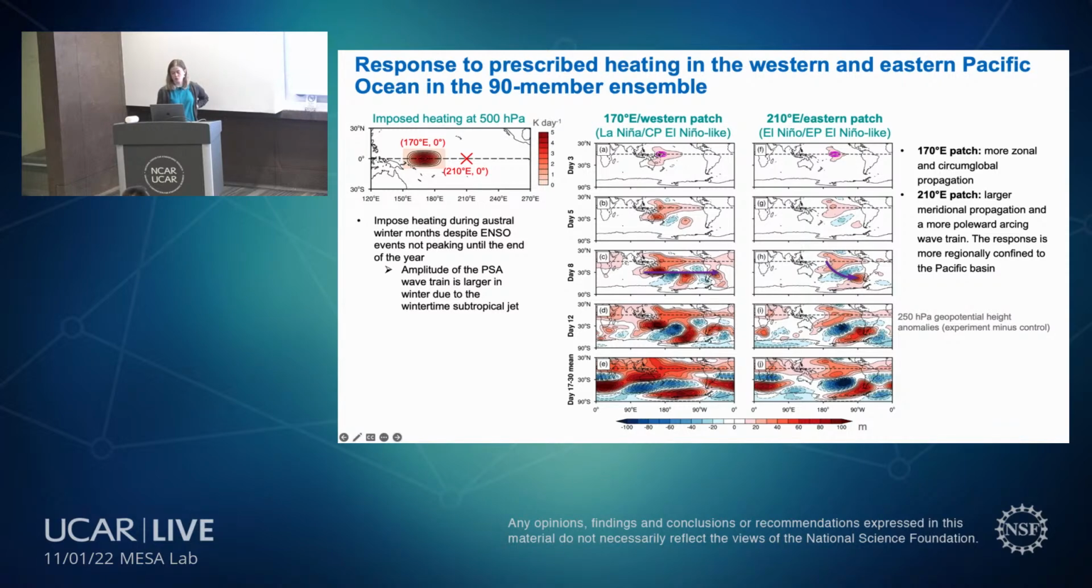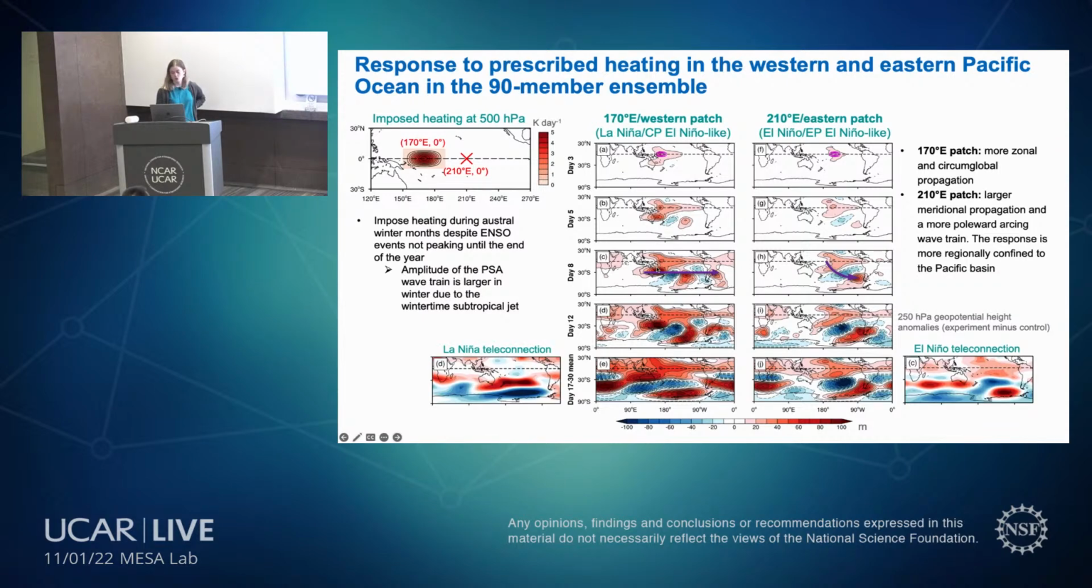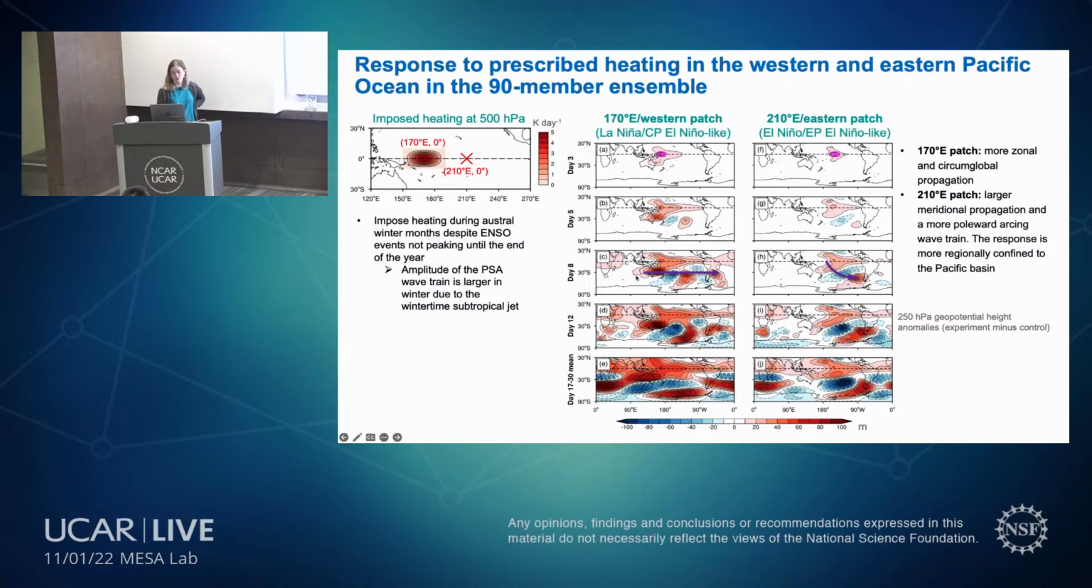So we see the establishment of the Kelvin wave in the tropics, and then we start to see the development of the subtropical component of this wave train. So we get this strong, rapid response along the subtropical jet waveguide. And we end up with a response that propagates quite zonally and ends up with quite circumglobal propagation, so reaching into the Indian Ocean as well.